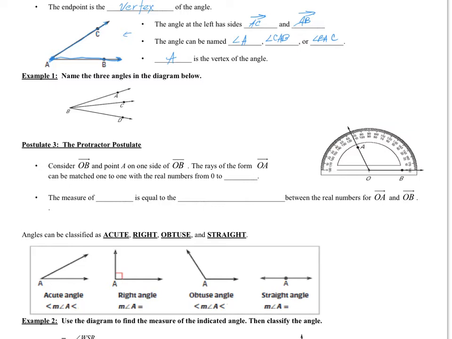Example 1, name the three angles in the diagram below. So the first one we would have angle ABC. Second one, angle CBD. And the third one, angle ABD.